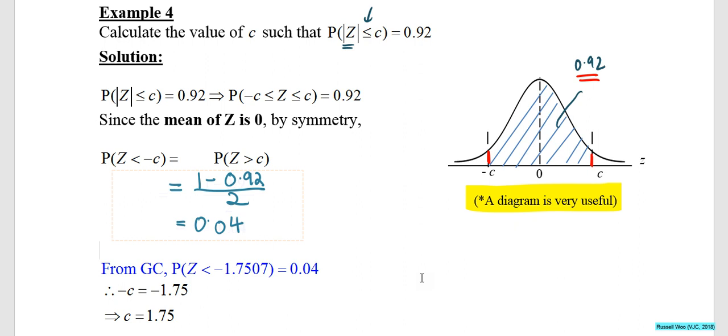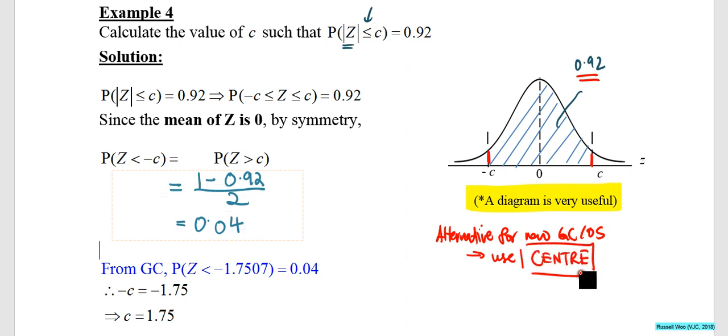Now, for those of us who have the new GC, new OS, as an alternative, you use center. I'm going to show all of us this. What you are asking the GC to do is, can you have attention please? You want the center area to be 0.92. I'm going to enter this in.